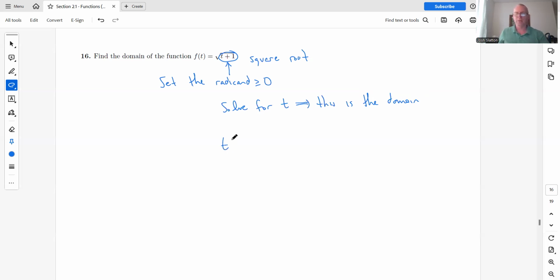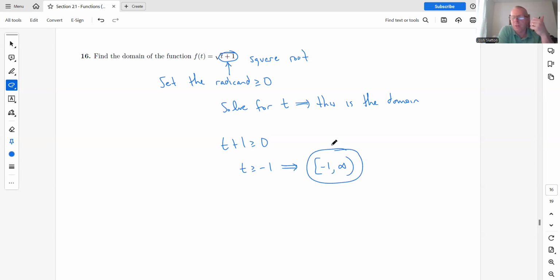So we just have to say t plus 1 is greater than or equal to 0. Solve for t. So we get t greater than or equal to -1. And so writing this with interval notation, we are including the -1. So -1 would work. If you plug in -1, you get -1 plus 1 is 0. Square root of 0 is 0. So -1 does work, and that's why we have the equal part here, because it is okay to include that. So we're going to have a bracket -1 up to infinity, and that is our domain.